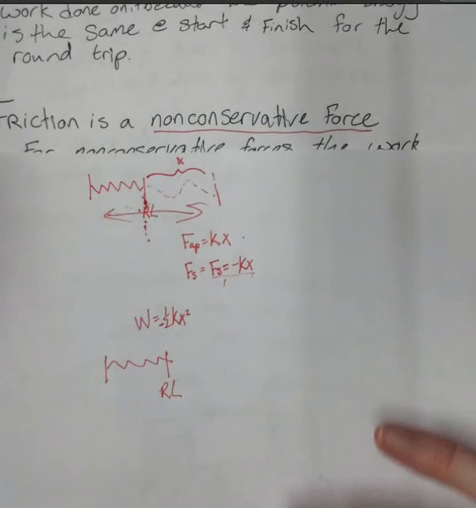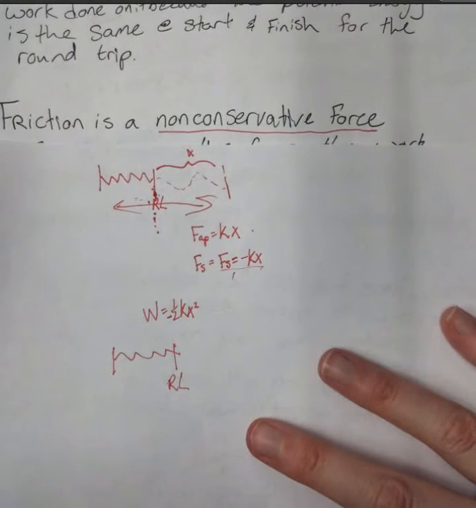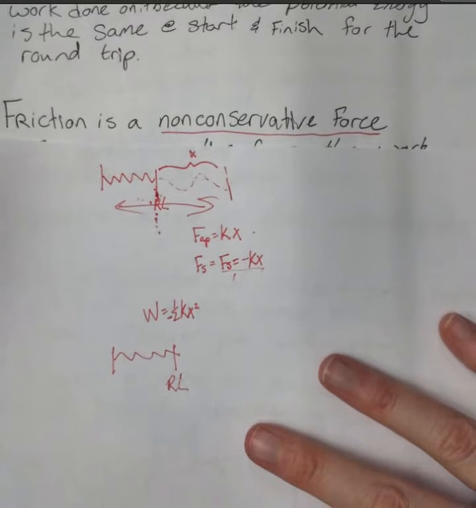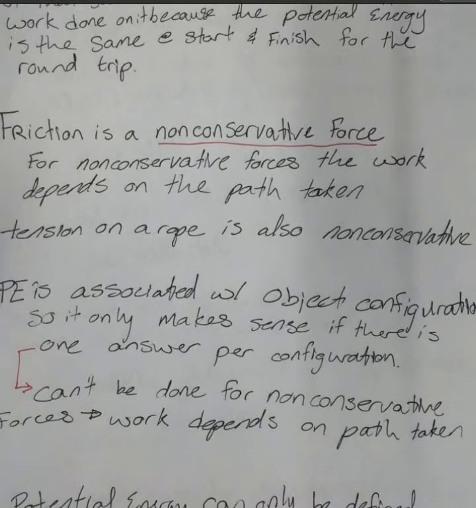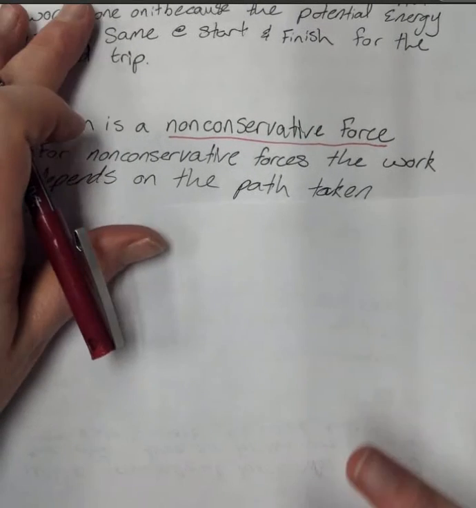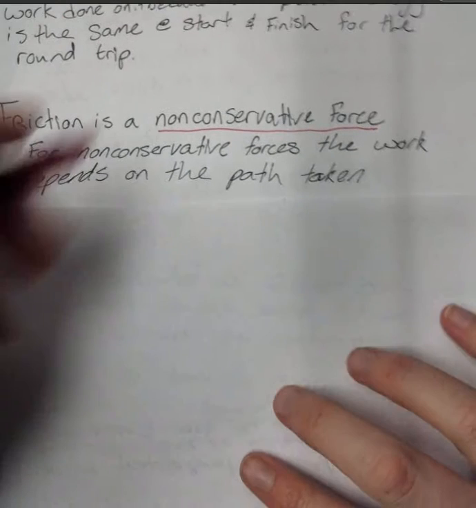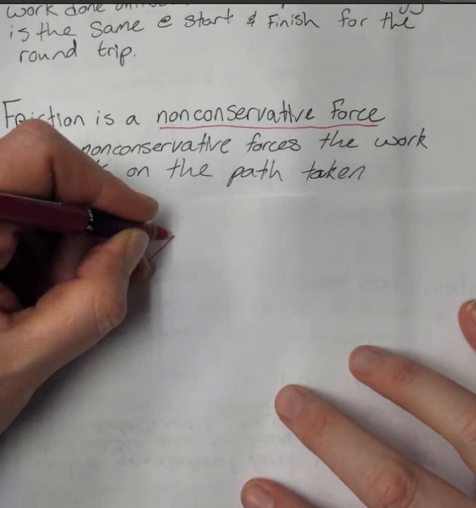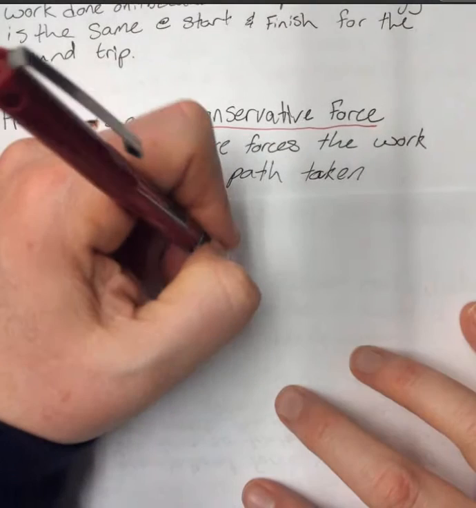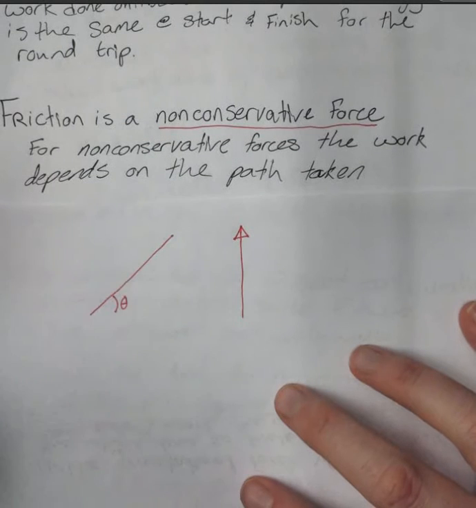Friction is a non-conservative force, so that means that friction does not only depend on position. For a non-conservative force, the path that you take to get somewhere really matters. So that means that bringing an object up that plank versus lifting an object straight up, now this path matters.